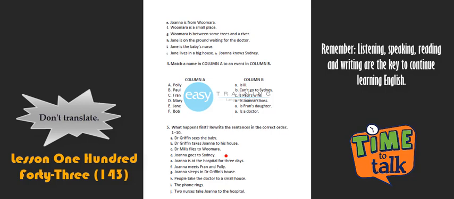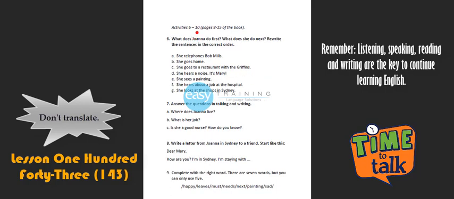Sentence D, Joanna goes to Sydney. Sentence E, Joanna is at the hospital for 3 days. Sentence F, Joanna meets Frank and Polly. Sentence G, Joanna sleeps in Dr. Griffin's house. Sentence H, people take the doctor to a small house. Sentence I, the phone rings. And sentence J, two nurses take Joanna to the hospital.